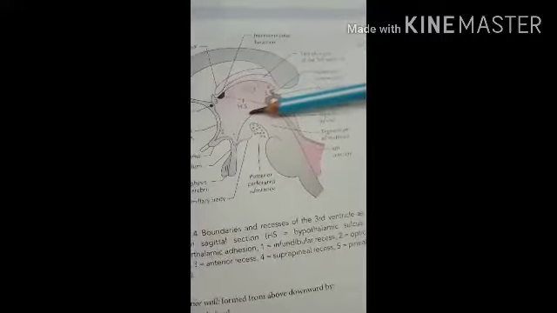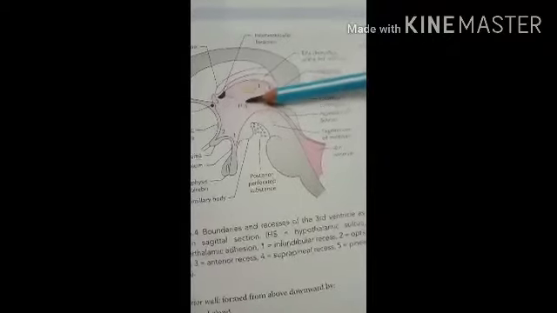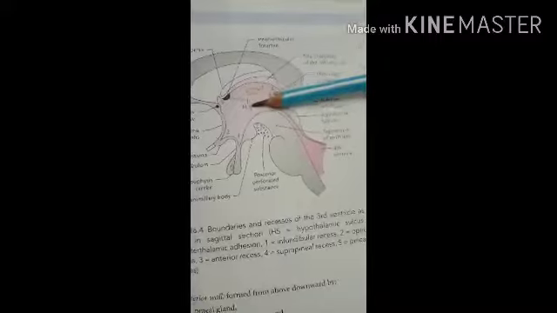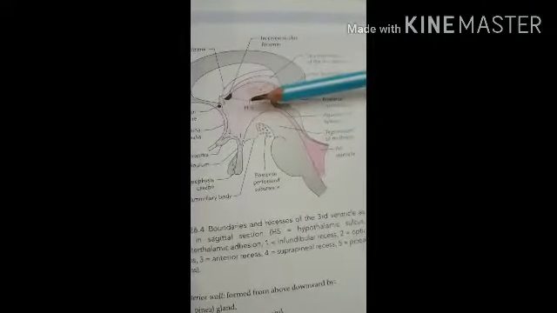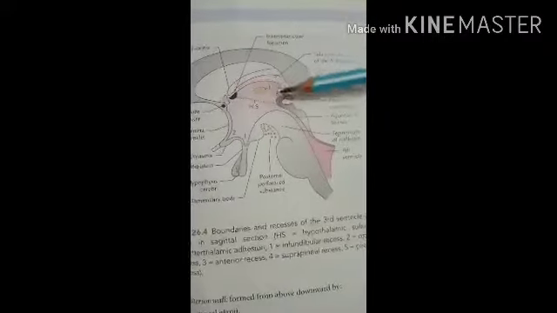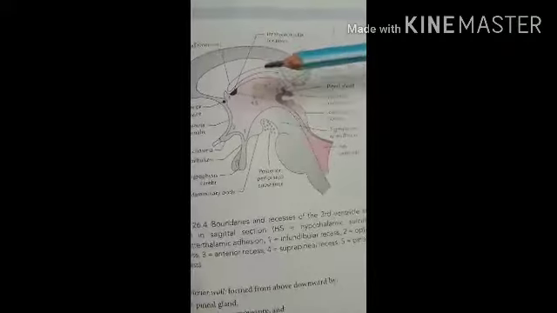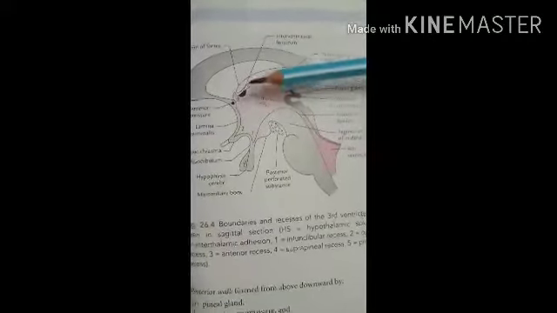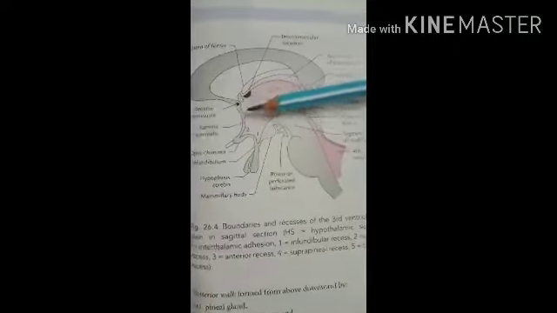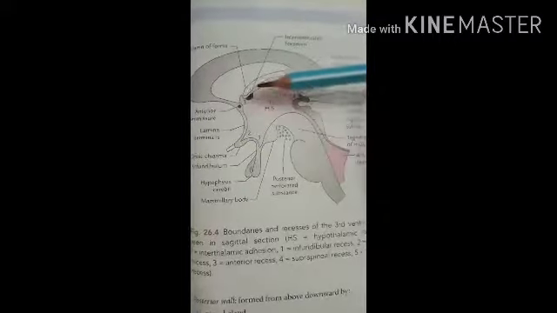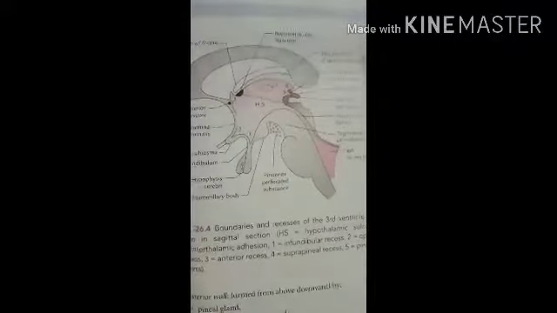The third ventricle cavity is lined by ciliated columnar epithelium, the ependyma, and is traversed by an adhesion which connects the two thalami, called the interthalamic adhesion. Then the outline of the cavity is irregular due to the presence of several diverticula or recesses. Here you can see that many regions have recesses.